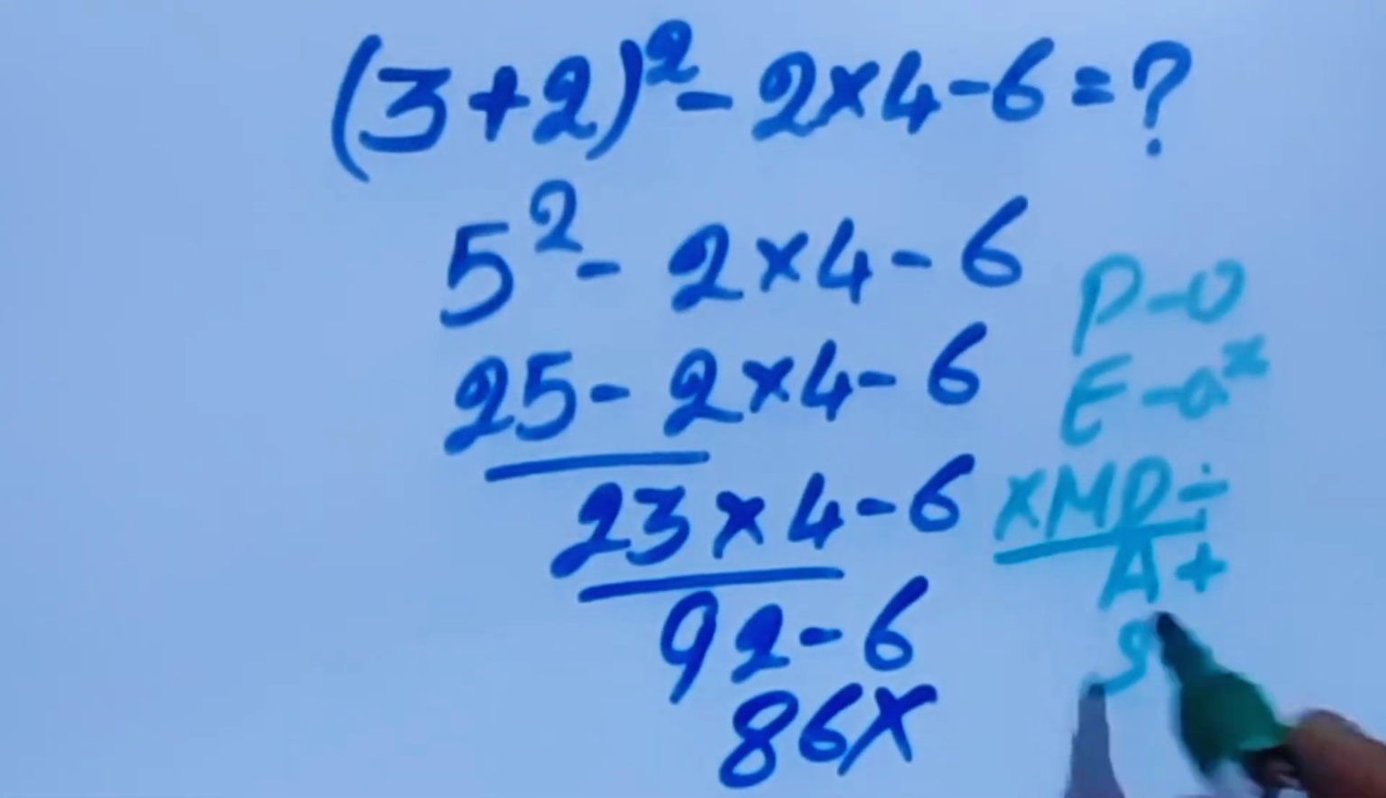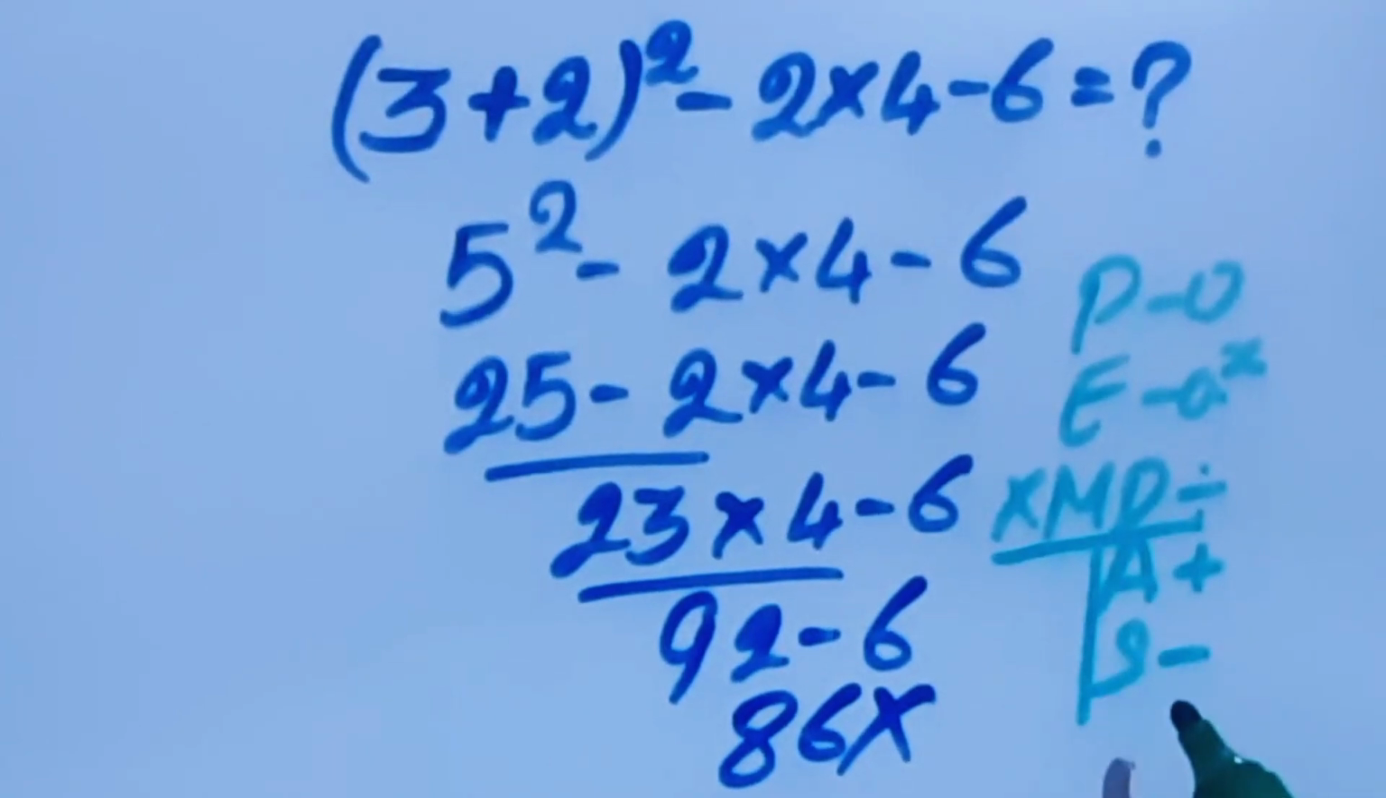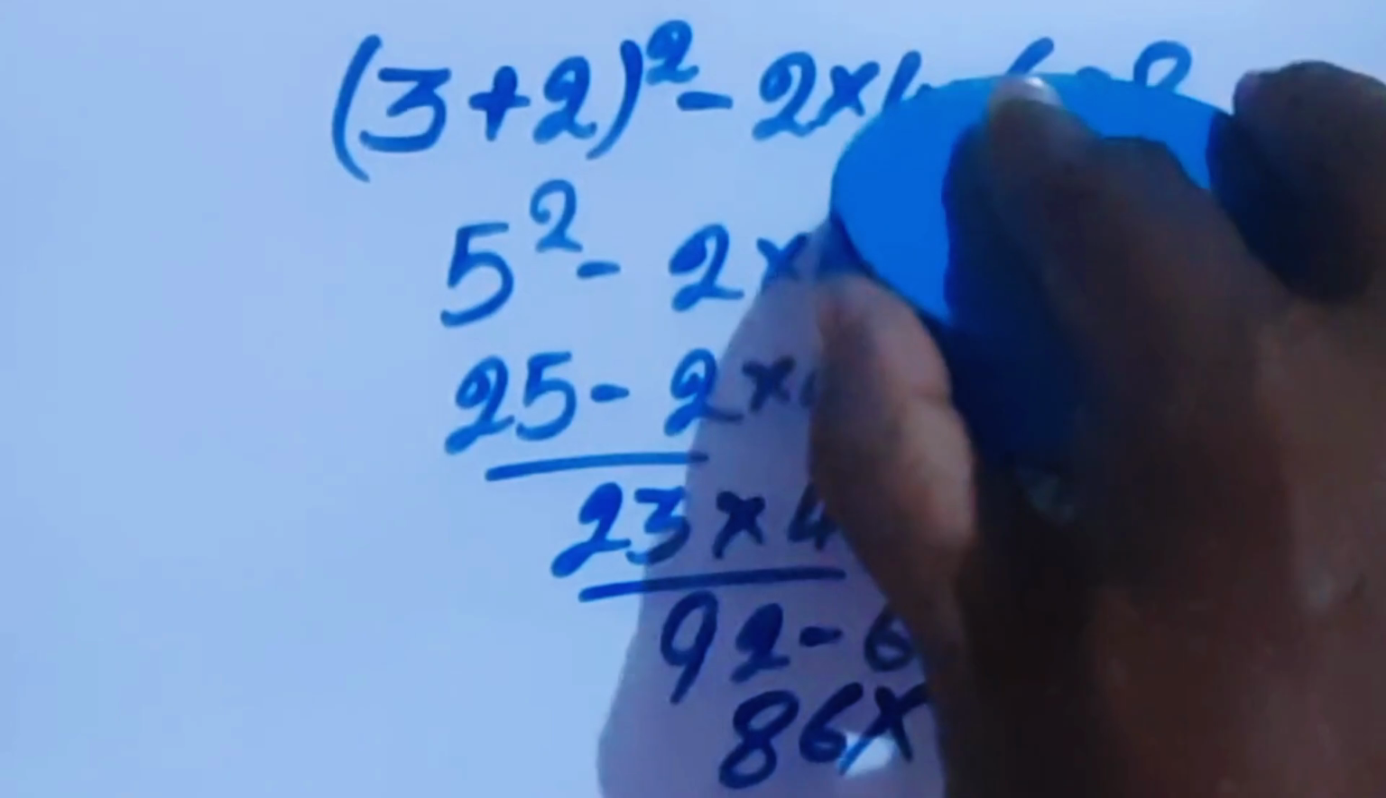Here multiplication and division are equal priority. Also addition and subtraction are equal priority. For equal priority, we are going to follow another rule called left to right in the problem. Now we are going to solve this problem the correct way by using this order of operations, PEMDAS.